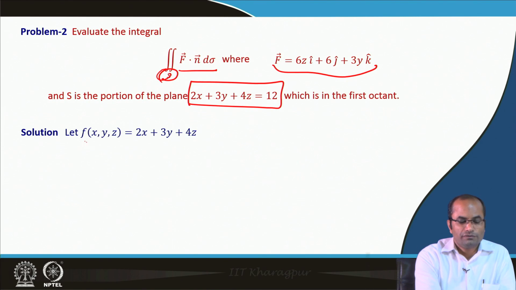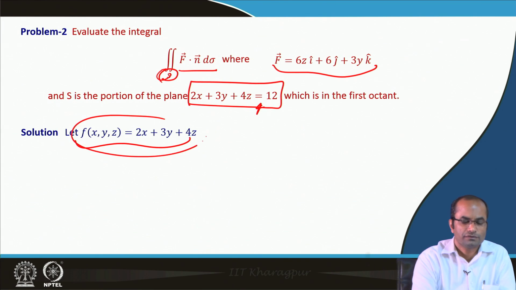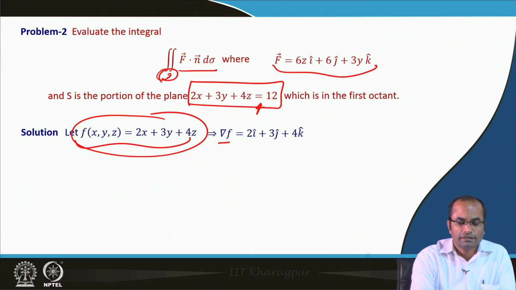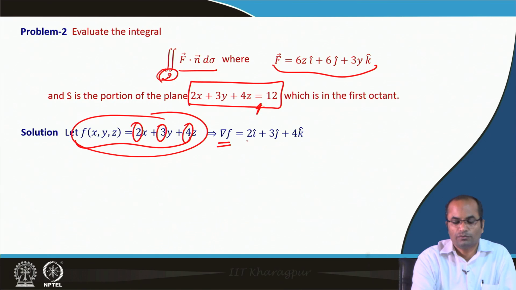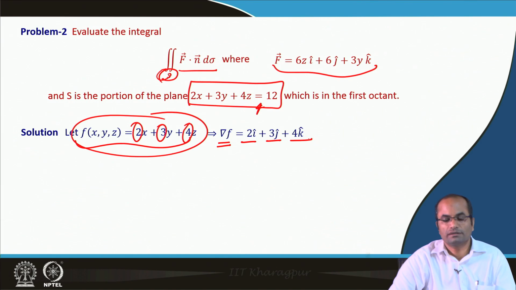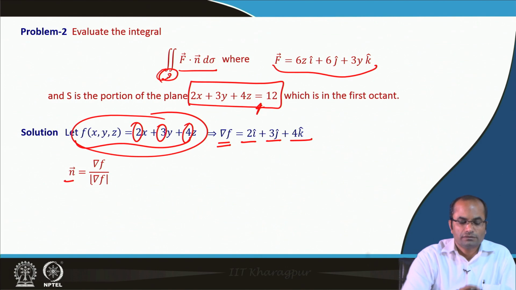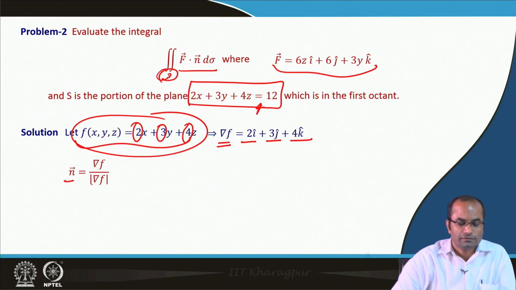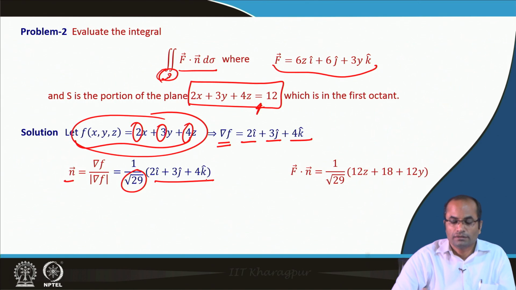etc. So, the solution: we take f, the surface here 2x plus 3y plus 4z, and the given surface is just the level surface of this function. So the grad f we can compute now: the partial derivative with respect to x is 2, the partial derivative with respect to y is 3, and the partial derivative with respect to z is 4. So 2i, 3j and 4k is the gradient of f, and for the unit normal vector we divide by its magnitude, that is square root 29, and we have this vector 2i plus 3j plus 4k.